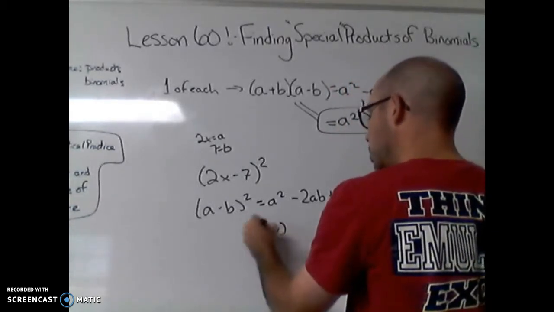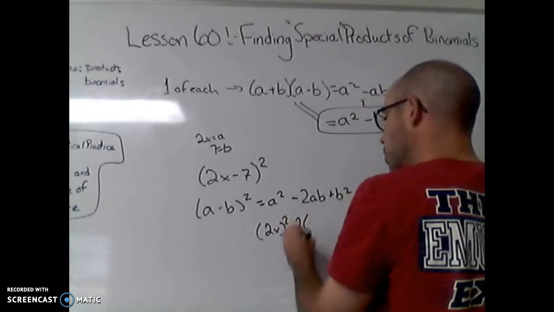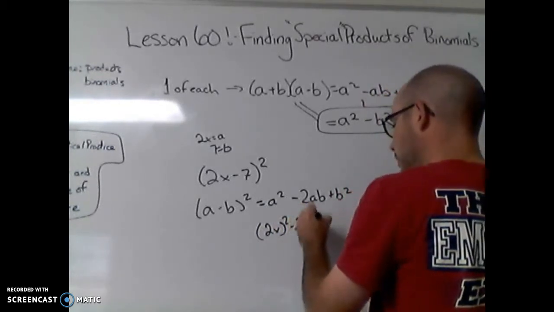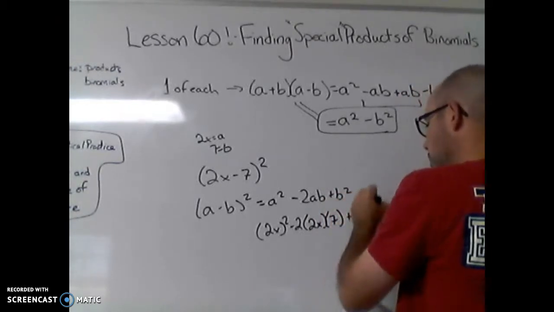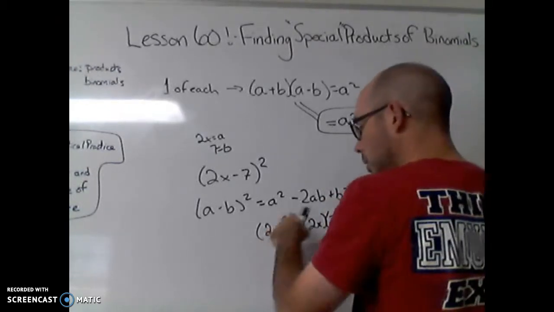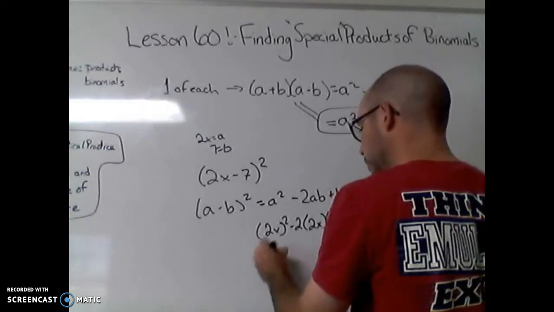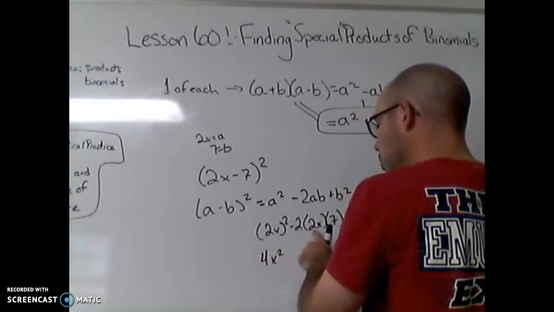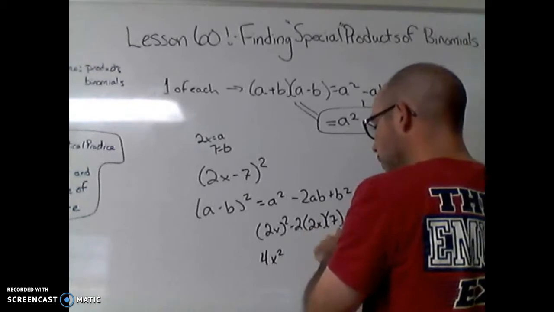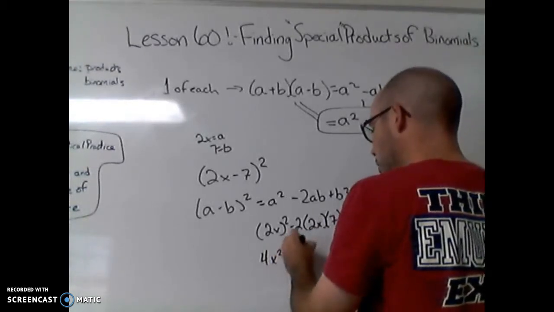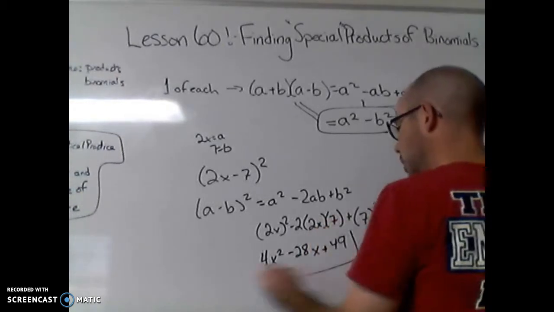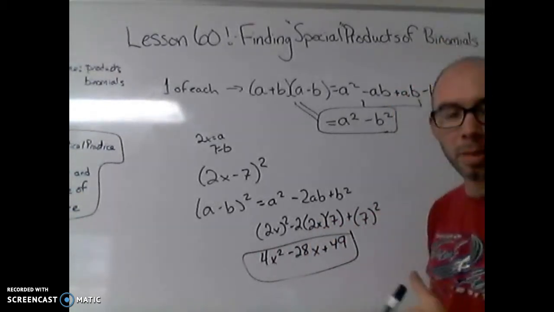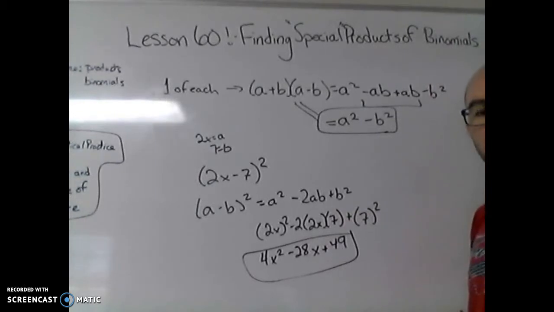This is (2x) squared minus 2 times a times b plus b squared. And simplifying, I got 2 squared and x squared. Here I'll have 2 times 2 times 7, so that's 4 times 7 is 28, and I have an x in there, and 7 squared is 49, and we're done. So I applied the pattern, and I can get to my answer pretty quickly that way.